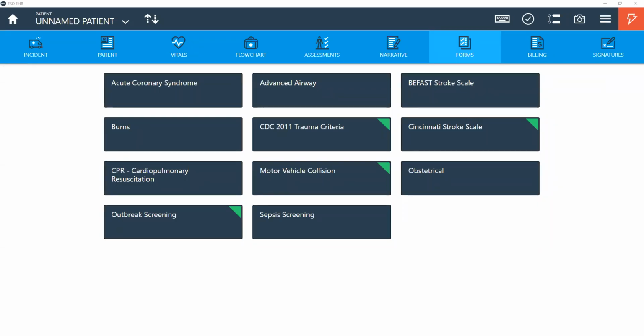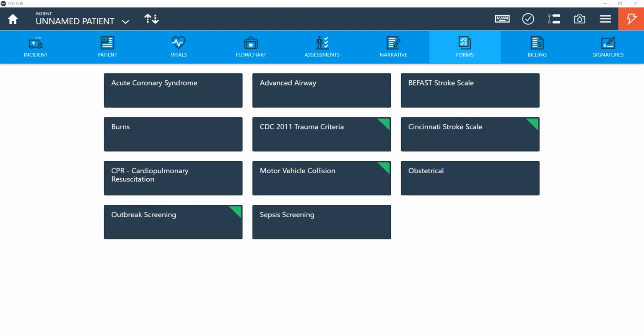Hello, everybody. It's Chief Rumentrout, and I wanted to cover the Forms, Billing, and Signatures tab of ESO. And we're going to cover these together because these three tabs take up a very little portion of our charting time, and they're very easy to do. Right, so we'll start with the Forms tab.